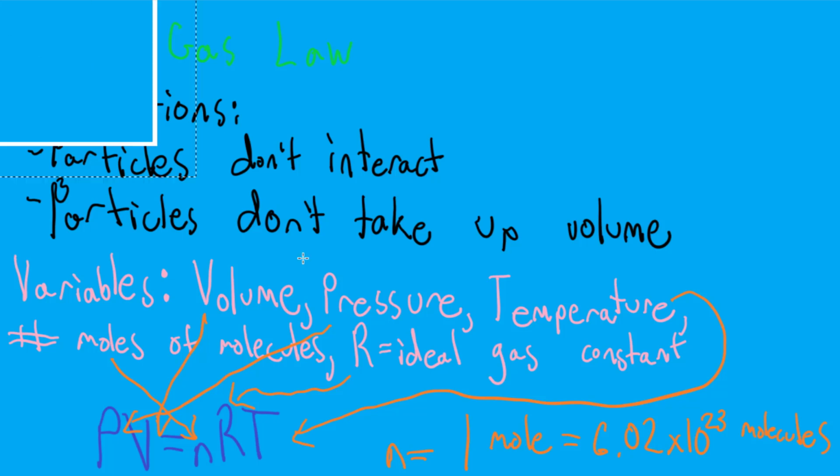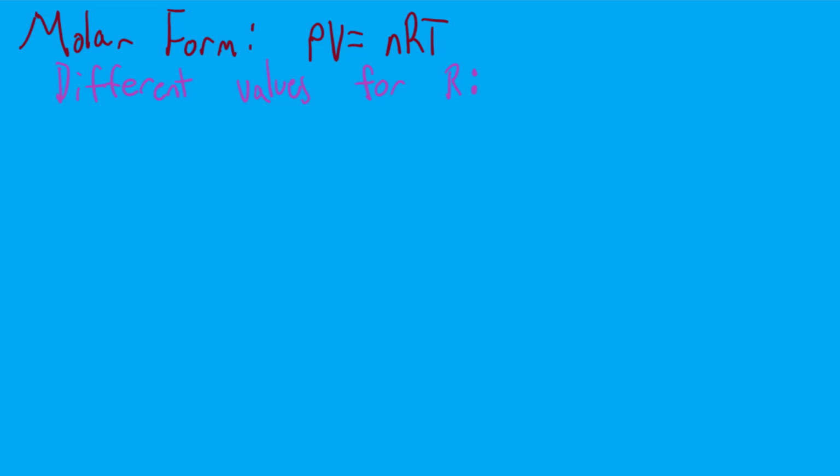There are two different forms of the ideal gas law. The molar form is the formula that we covered earlier, PV equals N times R times T. R will have two different values depending on which units you use, which is important to note because this will change the units you need to plug in for pressure, volume, and temperature.